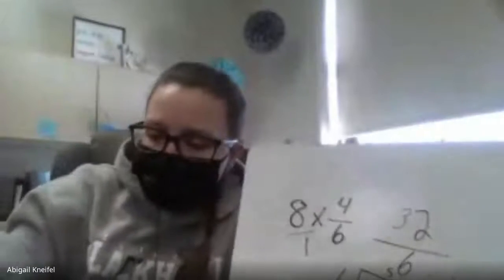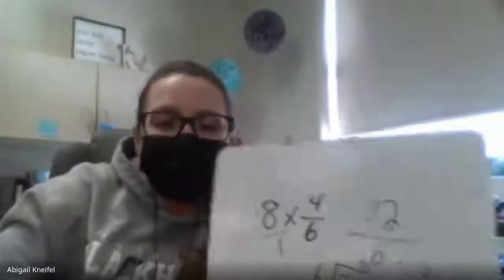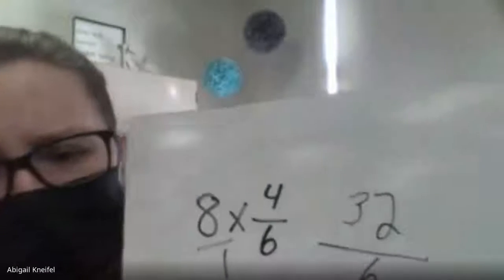5 and 1/3. Show me your boards. 5 and 1/3. Okay, Mia. Well, we need to make sure we're not making those mistakes.